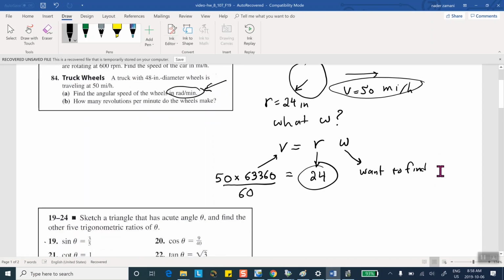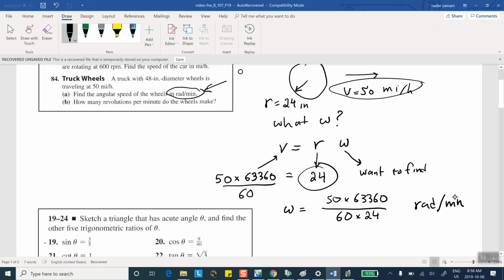Now let's find omega here. Omega is going to be 50 times 63360 divided by 60 times 24, and this is going to be rad per minute. Remember, this is not the answer to the question because, oh yeah, rad per minute. That's right. So that's fine.